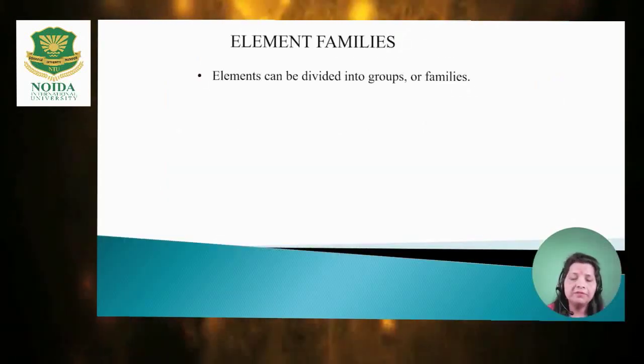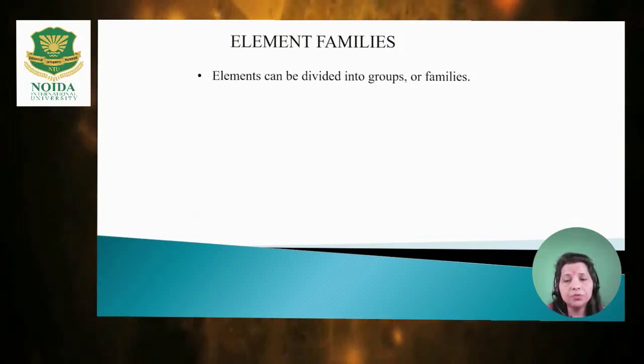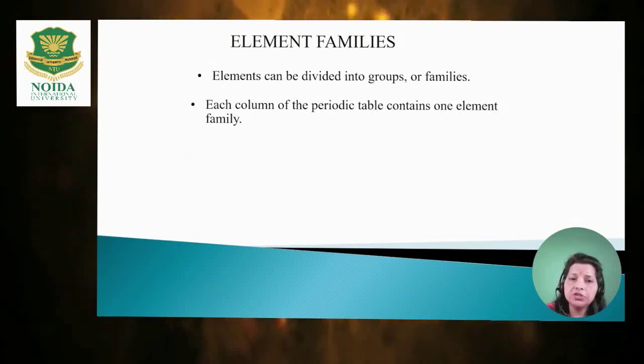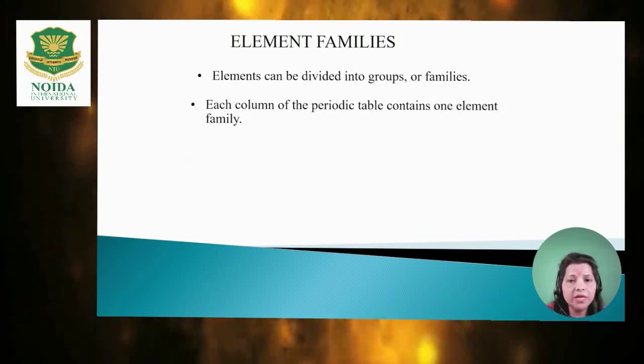Now, if we want to classify the elements further, elements can be divided into groups or families. Each column of the periodic table contains one element family.